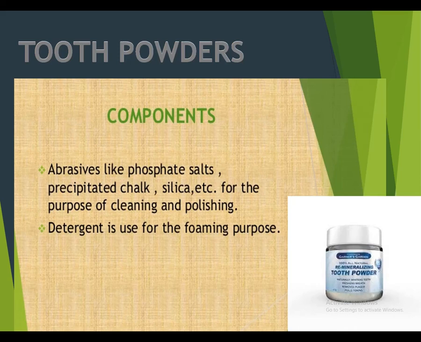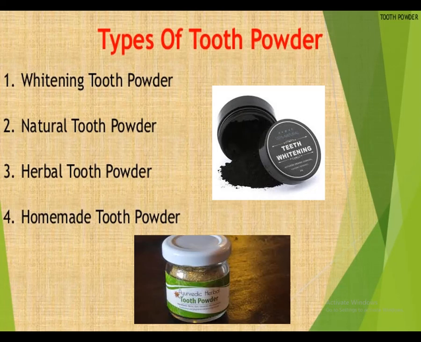Components of tooth powders are abrasives like phosphate salts, precipitated chalk, silica, etc. for the purpose of cleaning and polishing. Detergent is also added to tooth powder, which is used for foaming purpose. Types of tooth powders are whitening tooth powder, natural tooth powder, herbal tooth powder, and homemade tooth powder.